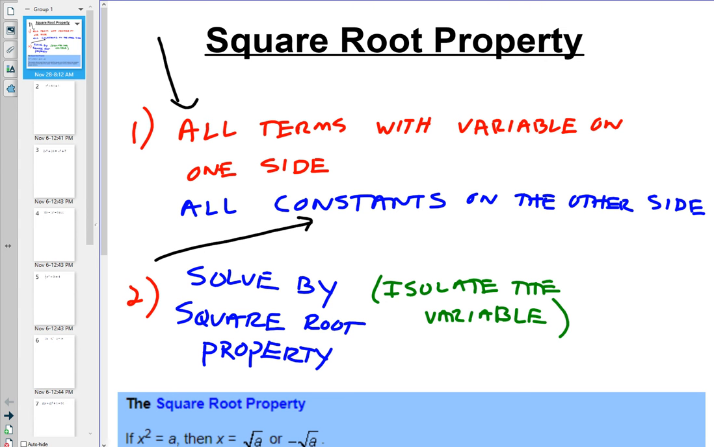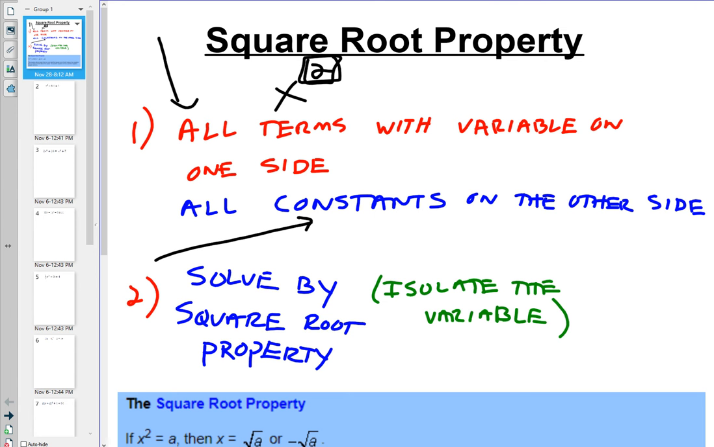But eventually, at some point, in order to be able to solve for the x, you're going to have to get rid of the square. So the same way that you know how to do opposite operations, like to get rid of adding, you subtract, to get rid of multiplying, you divide, how do you get rid of a square? Yes, you take a square root. Okay? Well, that's where square root property comes in.